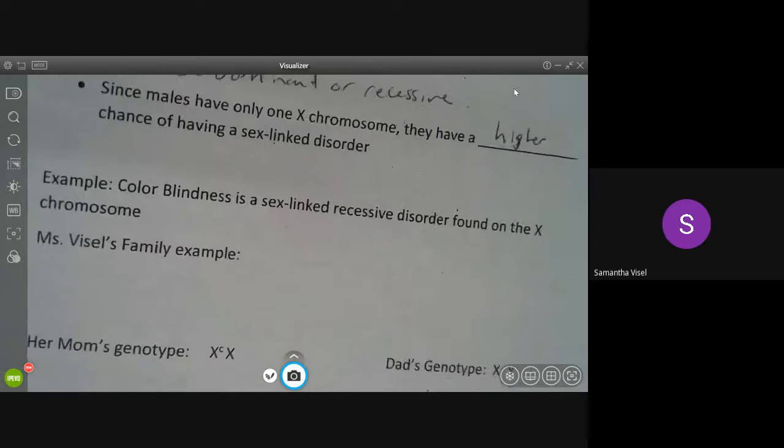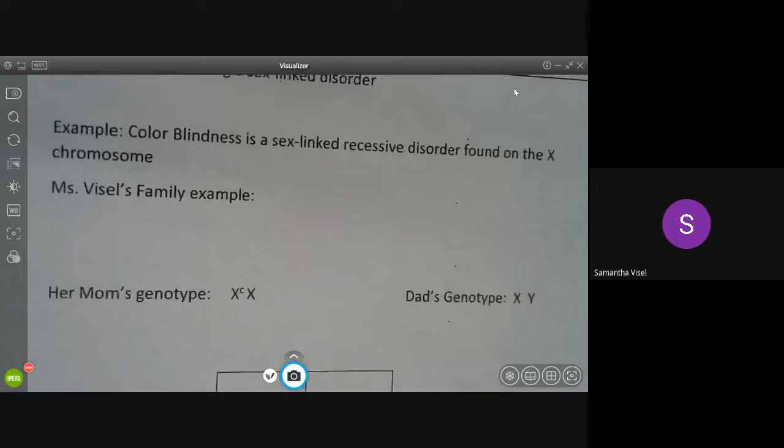A common one that exists in our society, and I figured would be a little fun to introduce these disorders with, is one that is also found in my family: color blindness. There's a variety of different types. In my family, it's red and green color blindness. But color blindness is a sex-linked disorder in which you have a hard time distinguishing certain colors. And I have a lot of men in my family that have color blindness.